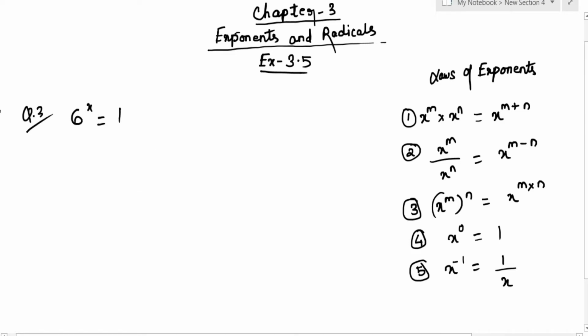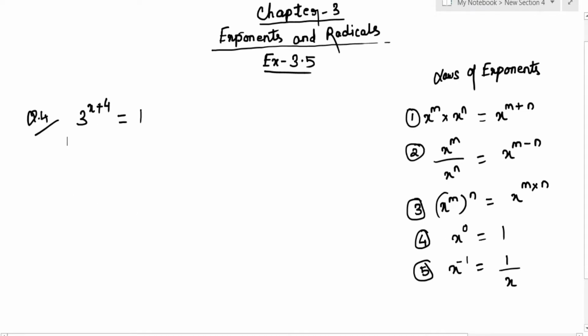Now next is 6 to the power x equal to 1. Again LHS we are having 6 as a base, but RHS में 1 को 6 का base कैसे बना सकते हैं? You know that any number to the power 0 is 1. So what we can write down? 1 can be written as 6 to the power 0. Now base are same, so the power will be equal and the value of x is equals to 0.